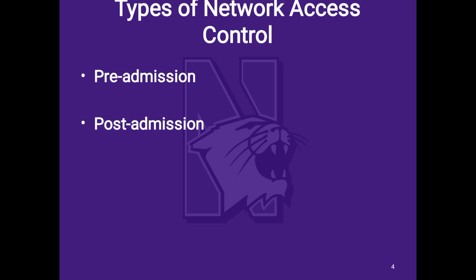Types of network access control. There are two types of network access control: pre-admission and post-admission network access control. Pre-admission access control happens only before access to the network, that is, on the initialization of the request by the user or a device to access the network. And post-admission happens within the network, when the user or the device attempts to access the different parts of the network.